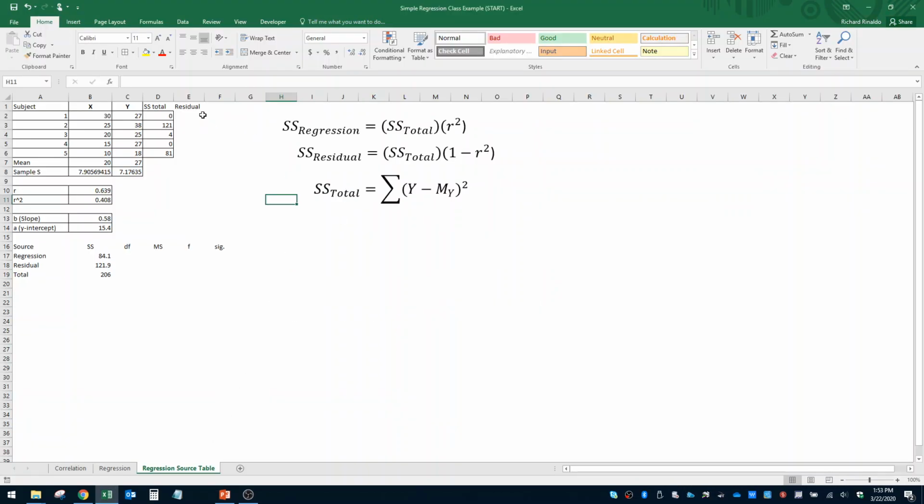So the first step is to calculate y hat. And it's equal to the y-intercept plus the slope function times the value of x. And I'll make sure that when I drag it, I have it frozen on those values. So b14 plus the slope function times the value of x for subject 1. And I do that for each of the subjects.